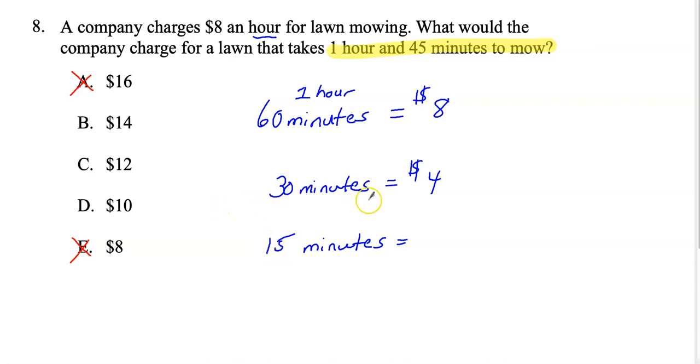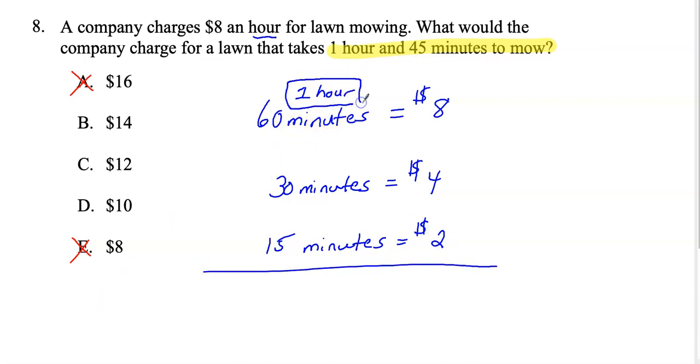And now let's break it down this way. 30 minutes, this relationship here, I should say 15 minutes is half of 30 minutes. So in 30 minutes, if I make $4, if I work half that amount of time, I'll make half the amount of money. So this will be $2. Well, I can just add these up now, right? Because this is 1 hour right here. And then you should see here that these two add up to 45 minutes.